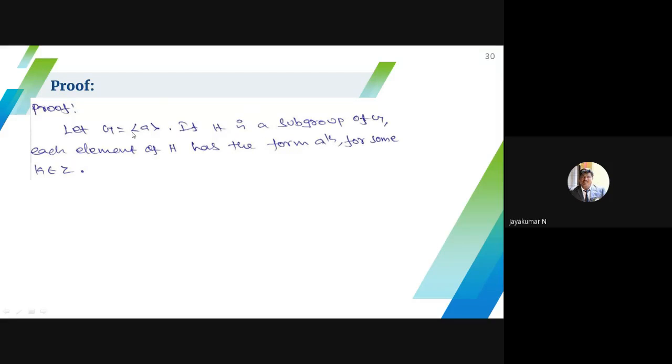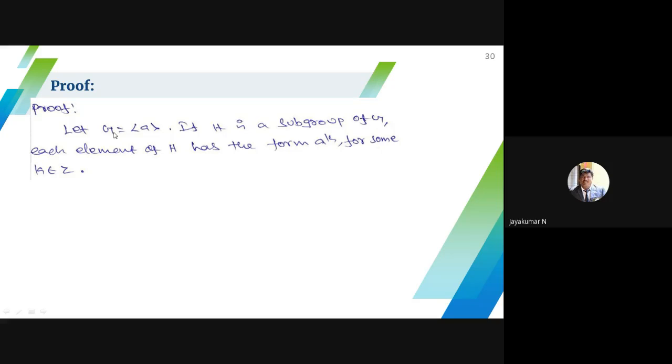G has the form where each and every element of G is A power K. So definitely each and every element of H has the form A power K for some K belongs to Z. The power is nothing but an integer. Okay, did you understand these two statements?